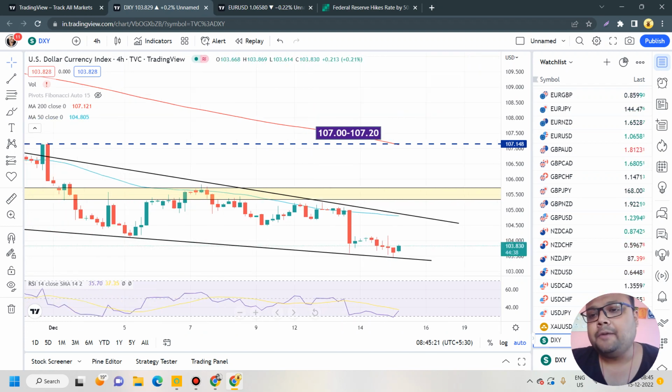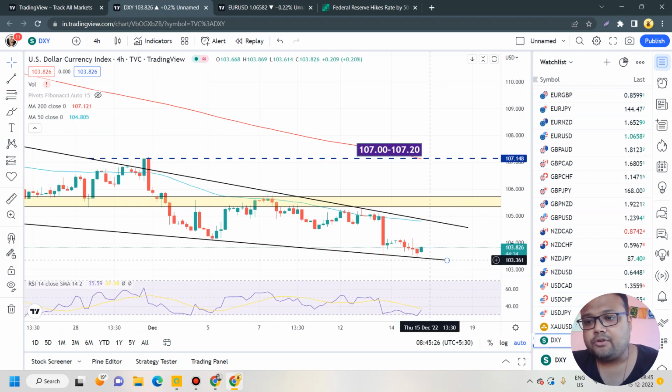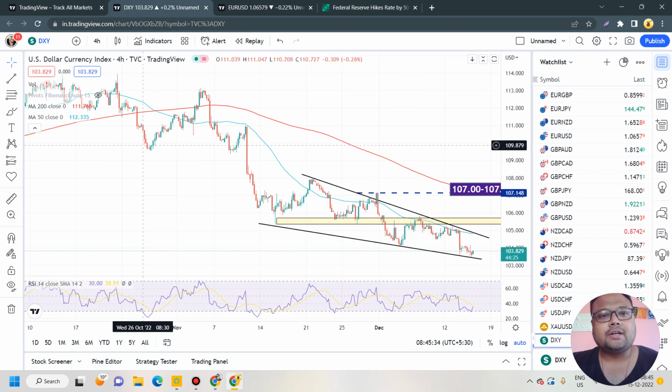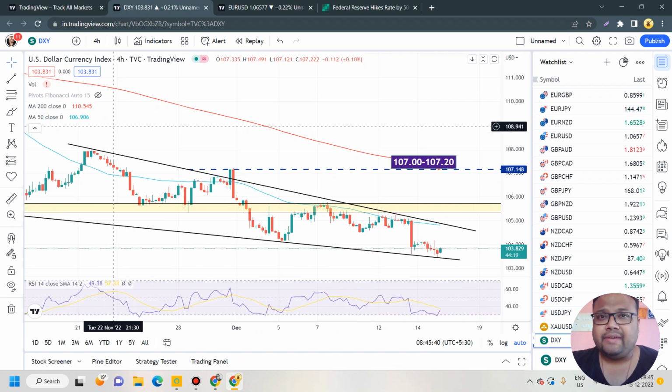Right now DXY is trading at 103.83. This is the current market price. Overall, there is not much change in the structure of DXY. The structure was very much bearish and is still very much bearish. We still do not have any proper, immediate support on the chart of DXY.